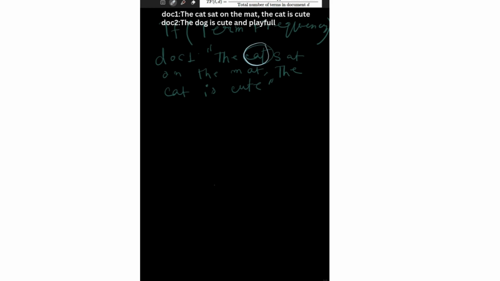Here we have taken one sentence: the cat sat on the mat and the cat is cute. Now we will count the term frequency of the term cat. For counting the term frequency of the term cat, we will see how many times cat appears in this sentence. You can see the cat appears in this sentence 2 times. Now we will count the total number of words.